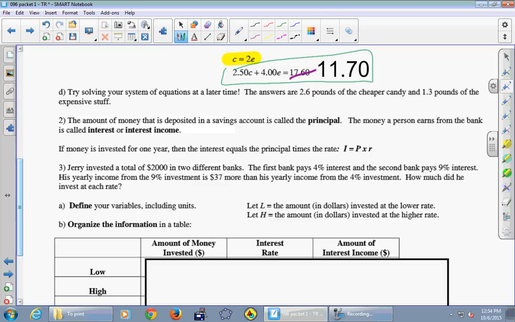So as a quick example, if you have like $500 in the bank and you earn 8% interest for 1 year, what would I do to figure out how much interest I have coming in?